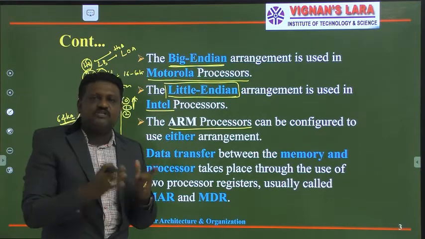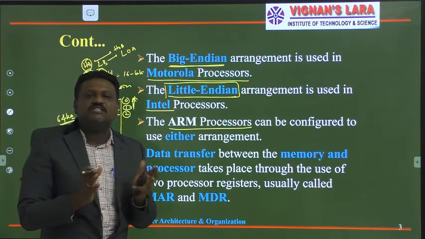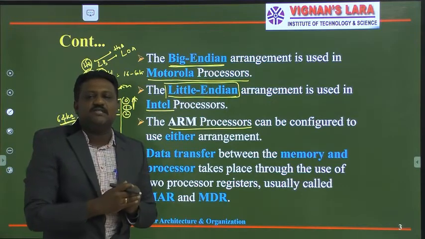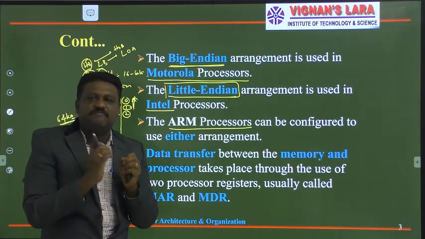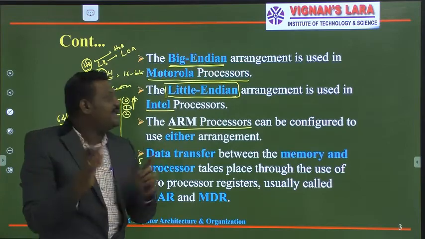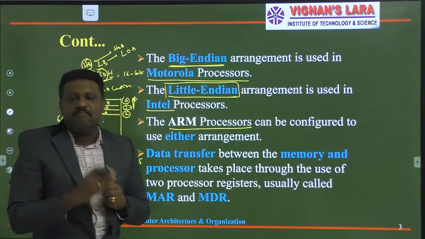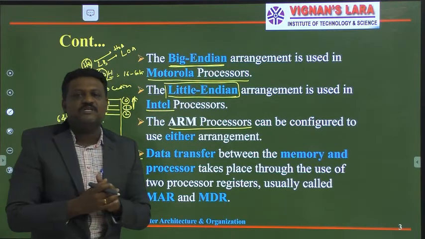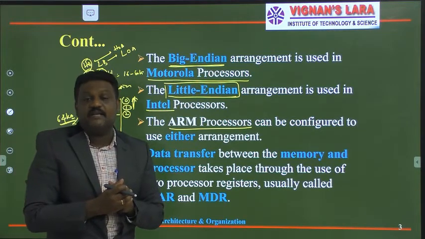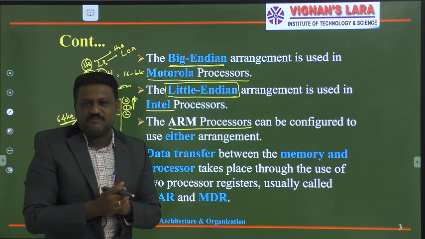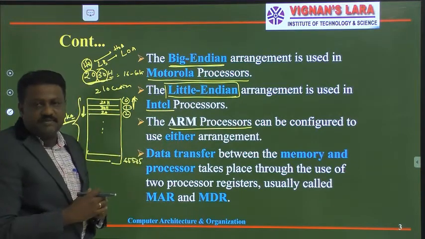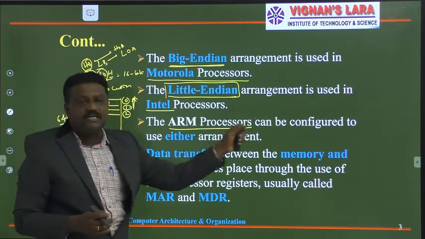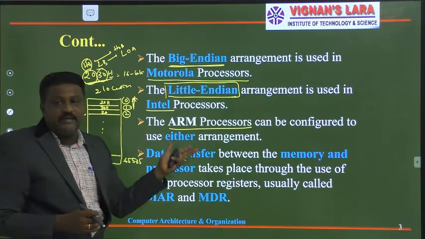In these ARM processors, we have a register, the CPSR, current program status register. In that, a specific bit is dedicated for selection of this endian arrangement. By programming that, you can select either a big endian style or a little endian style in the case of ARM processor based systems. So that's why here I clearly mentioned ARM processors can be configured to use either arrangement.